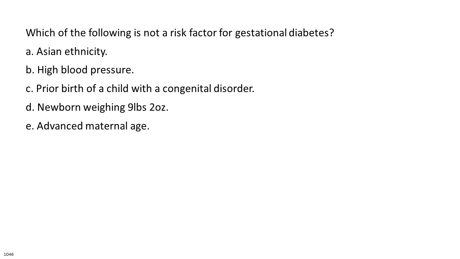Which of the following is not a risk factor for gestational diabetes? A. Asian ethnicity. B. High blood pressure. C. Prior birth of a child with a congenital disorder. D. Newborn weighing 9 pounds 2 ounces. E. Advanced maternal age.